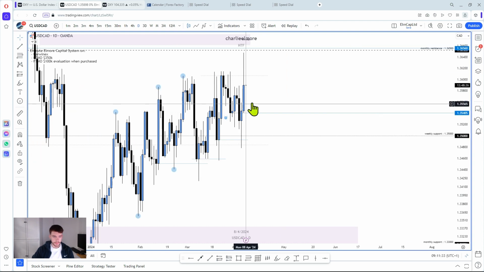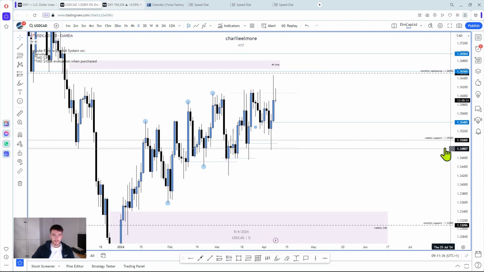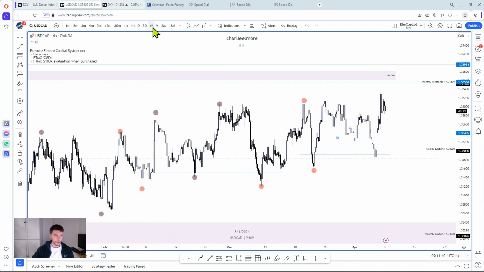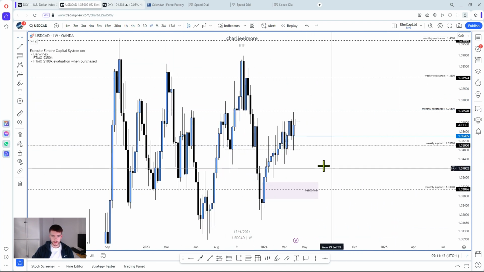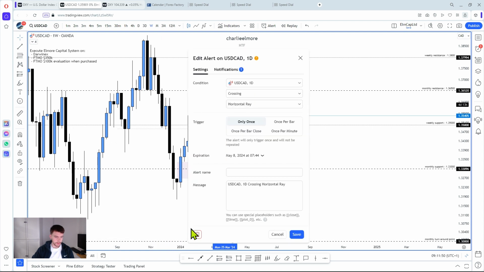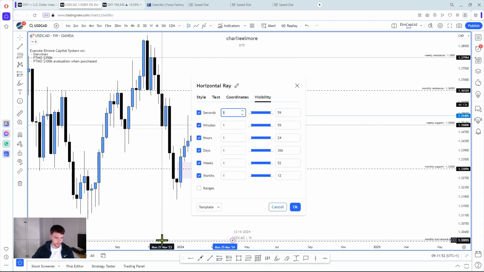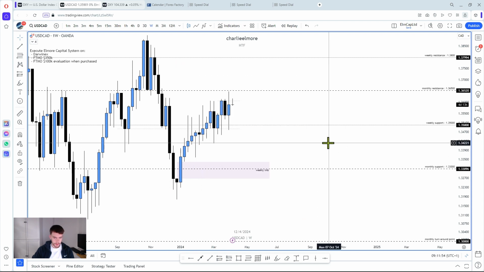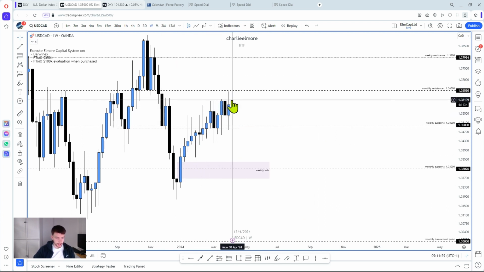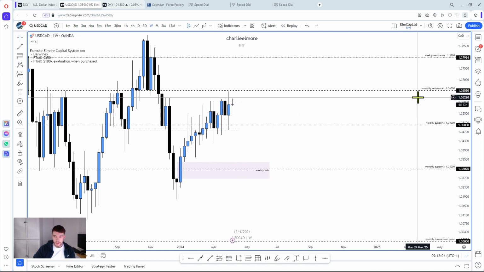USD CAD. Okay, so USD CAD. Let's go out to the weekly a moment. So obviously last week's candle was a bullish close. Oh, sorry. Let's just take this off the weekly and monthly. Last week's weekly candle was a bullish close. We had a wick to the high and we came close to our monthly resistance area, which was 36500.